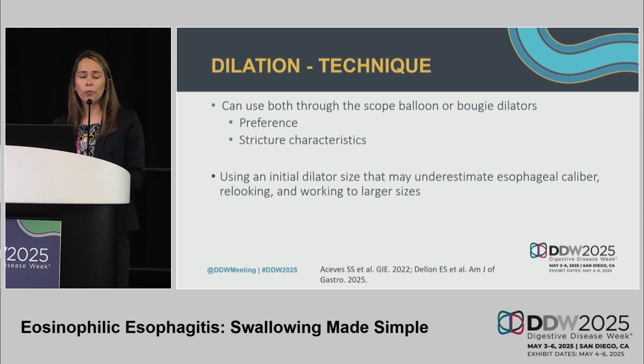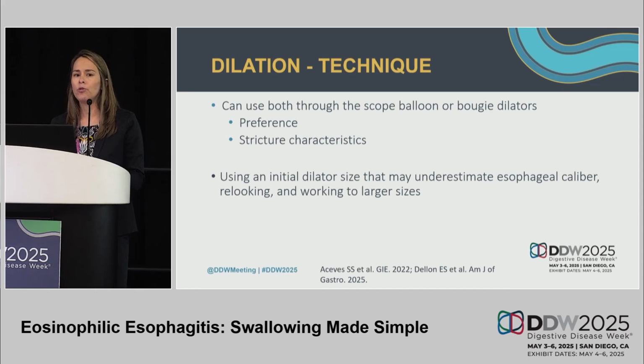You can use both through the scope balloon dilators or bougie dilators, and this is strongly determined by clinician preference, so maybe what you're more comfortable with, or also stricture characteristics. So in my practice, how I do this is I tend to favor balloon dilators when it's a focal stricture, when I want a quick answer, I want to look and be done. When I use bougie dilators, it's more commonly in the patients that have diffuse narrowing or multifocal strictures, and I want to gradually increase and look at it. I'm going to show you a couple videos in a moment, and I'll talk through it at that point.